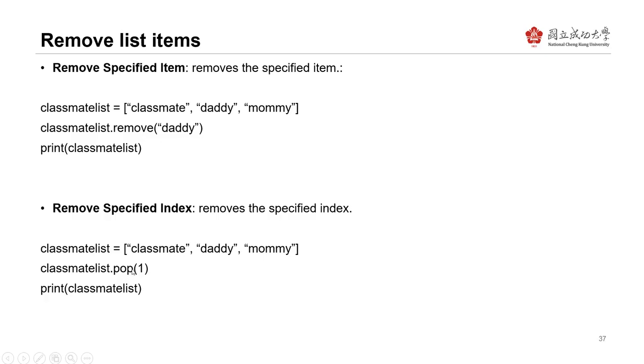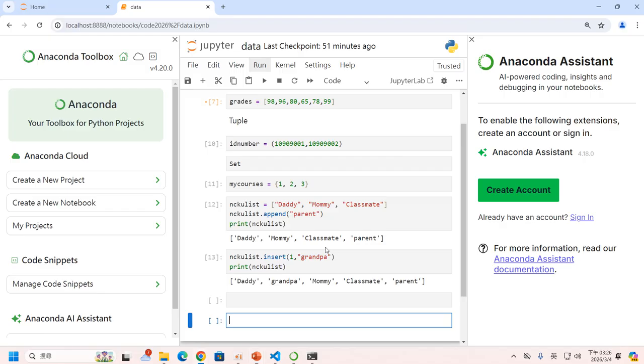Another is pop. With pop, we just tell it the index number. So if today it's 0, the classmates will be deleted. The 1, the daddy will be deleted. Okay, so we can go to the Jupyter.